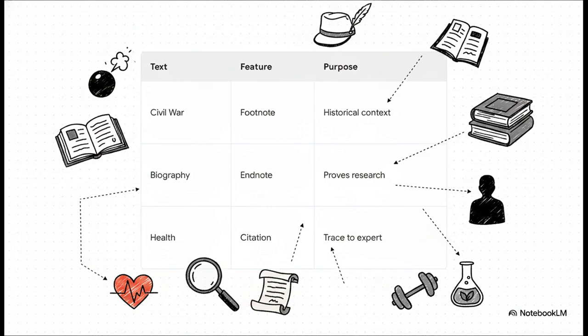Finally, picture a health article stating that regular exercise reduces heart disease risk. The author uses a citation, something like Smith, 2020. This lets you trace that medical claim all the way back to the actual peer-reviewed scientific study.